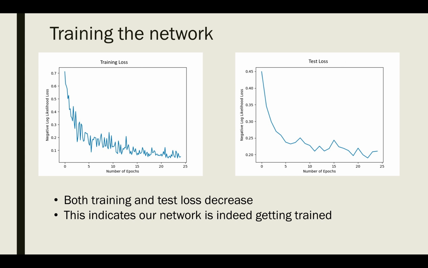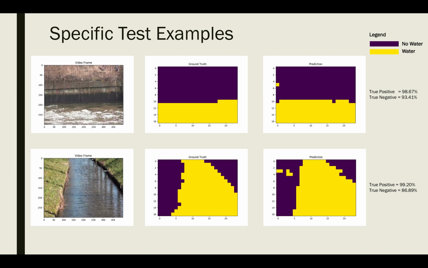When we train the network, we can see that both the training loss and the test loss are going down. The loss function is negative log likelihood computed over each pixel and then averaged over all the pixels. Both losses going down indicates that we are performing good training here, and we're not overfitting or underfitting. We're actually learning some useful parameters.